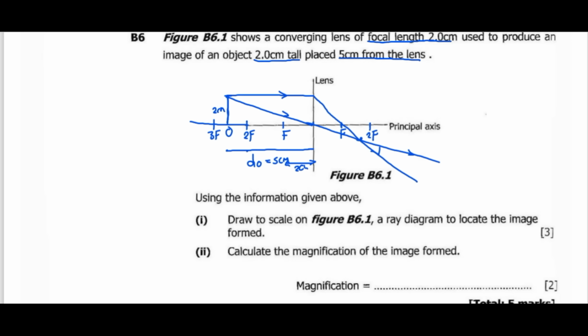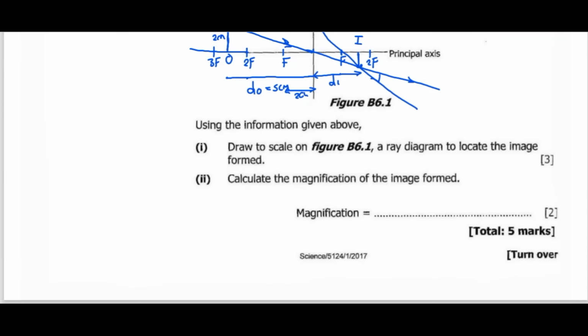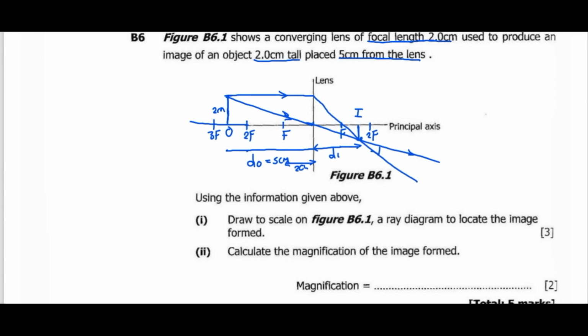So the point where these two lines meet is where our image is expected to form. So we have drawn this image. And remember, the distance from where the image is to the lens is the distance of an image here. Then calculate the magnification of the image formed. So for us to find the magnification, first we need to have the distance of an image. So how can we find the distance of an image? We are going to use the lens equation.